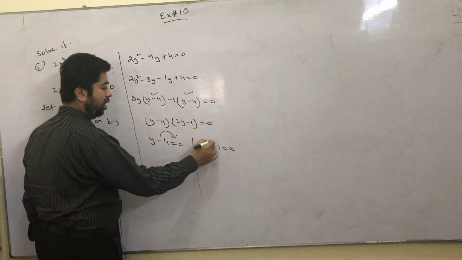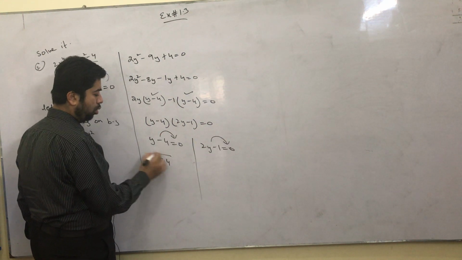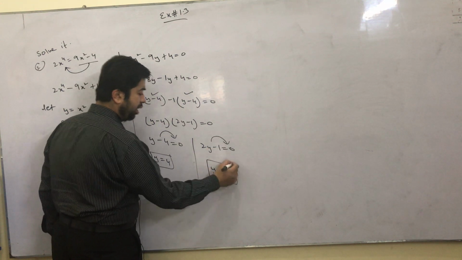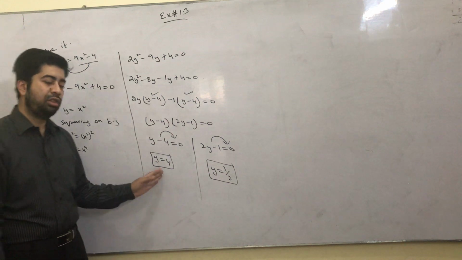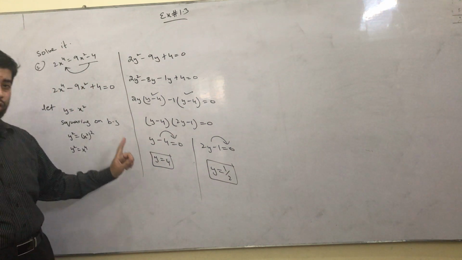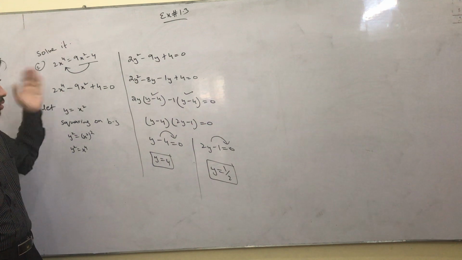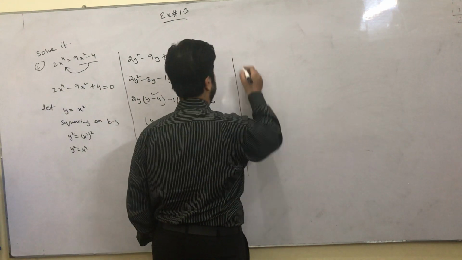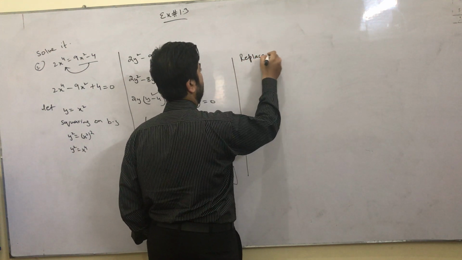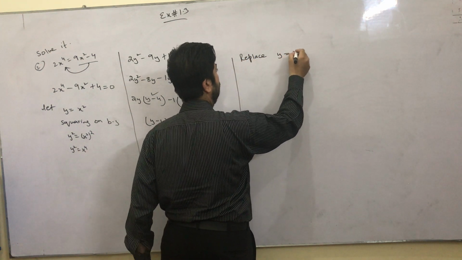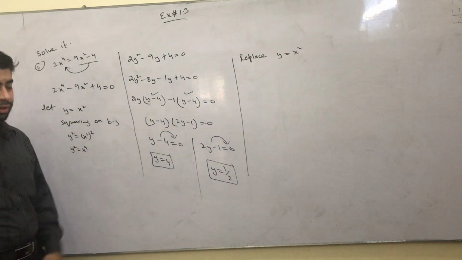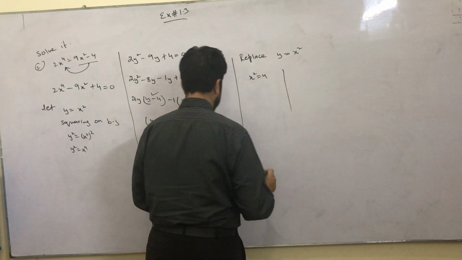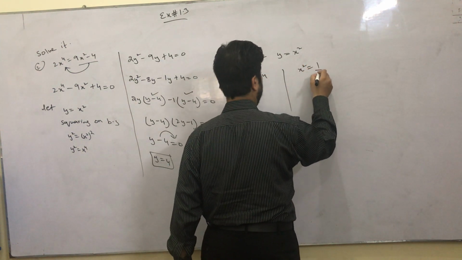Again, the value of y from here is 4, and from here, after arranging, y is equal to 1 over 2. But we are not going to find the value of y. We just have to find the value of x, and x contains 4 roots. So how? Replace y is equal to x square, because y was originally x square. So instead of y, I'm going to write x square is equal to 4. Instead of y, I'm going to write x square is equal to 1 over 2.